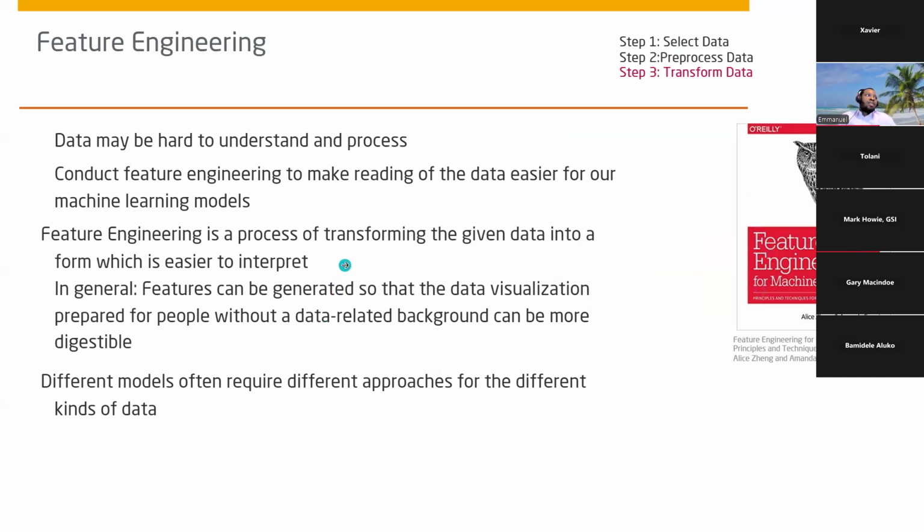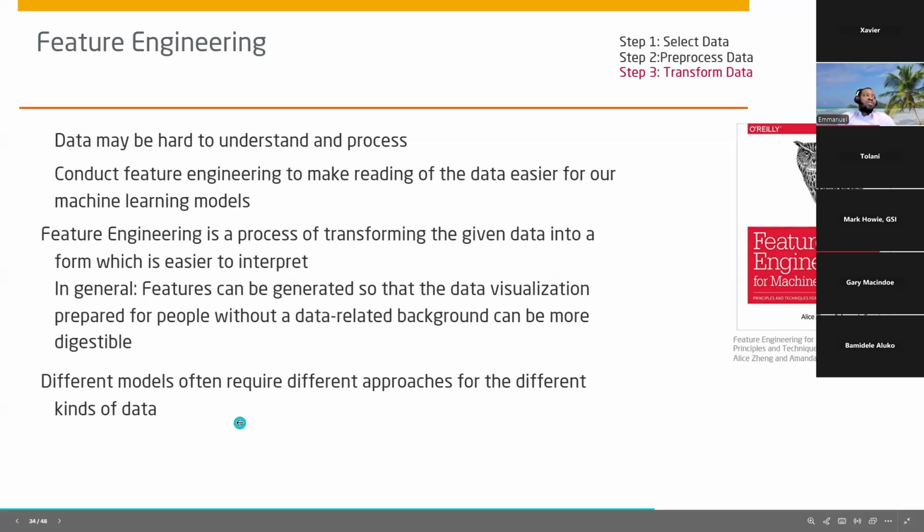Because at least we can see that it's quite important for you to have the right features to get the best results, the best models. So on that feature engineering, to make reading of the data easier for your machine learning models, yeah. And also feature engineering is the process of transforming the given data into a form which is easier to interpret. So if you look at all that is here, it shows you why you actually need to do this. It's quite important and it's not something that you should rush.